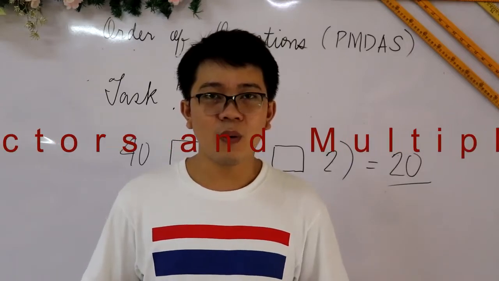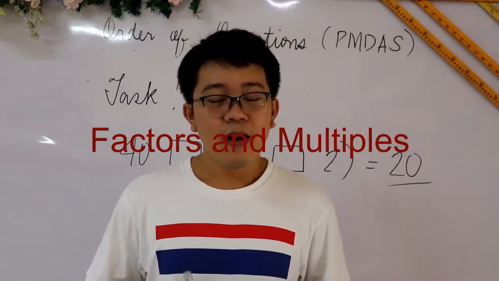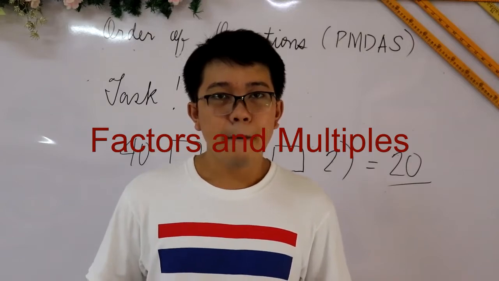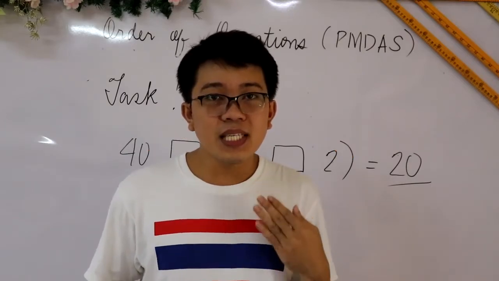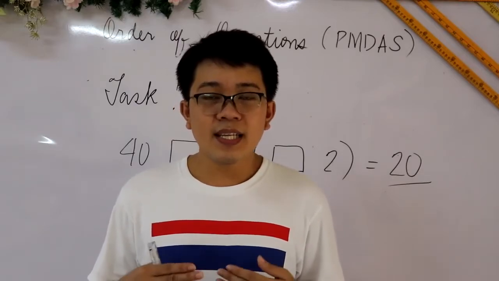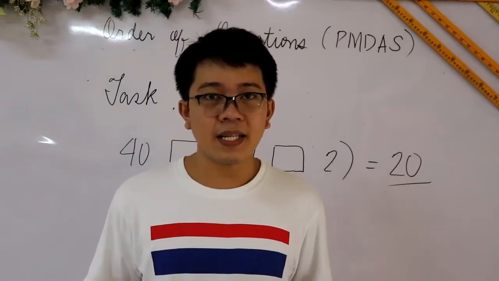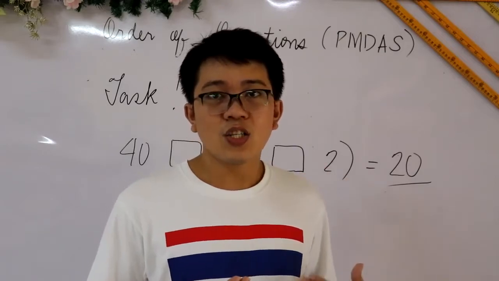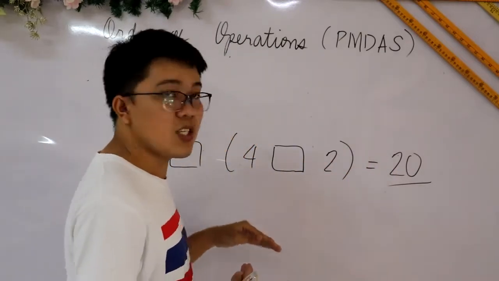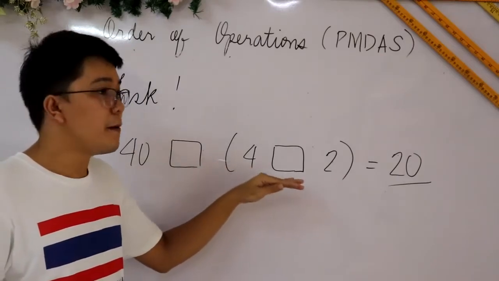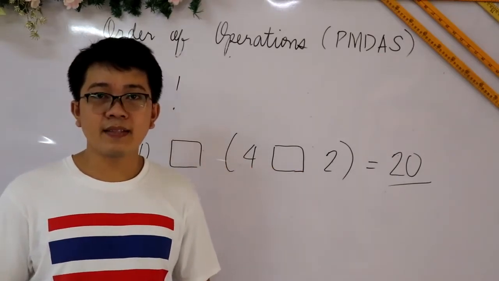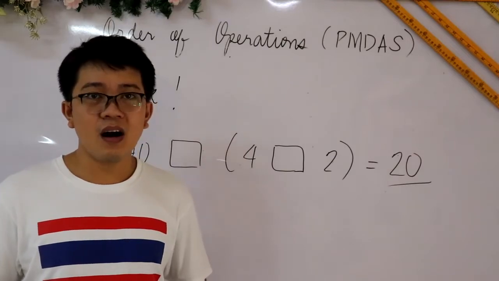For today's video, we're going to discuss multiples and factors. But before we go further, let us first answer the task that was given in the previous video. The task was to find the missing operations to complete the equation. The equation is 40 blank 4 blank 2 is equal to 20. Now what do you think are the missing operations?